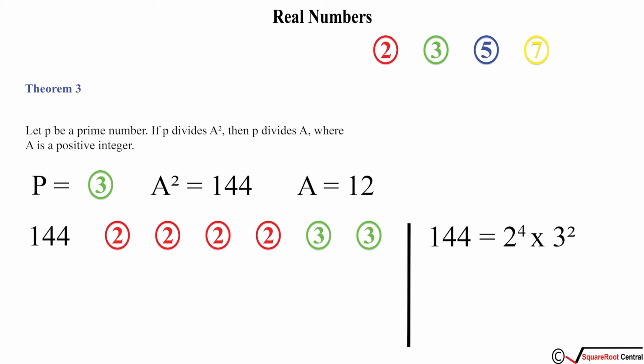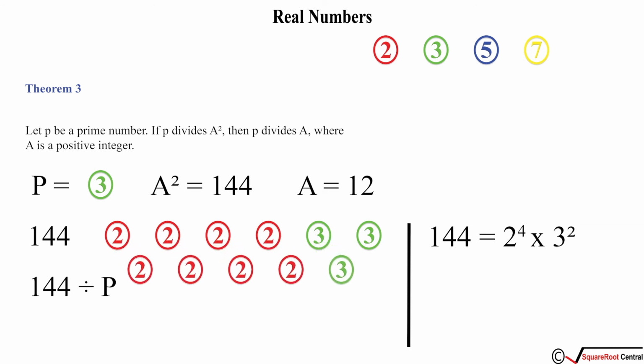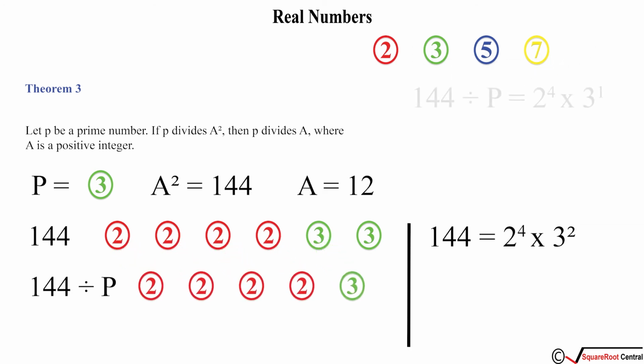Now if we divide 144 by P, that is P is 3 here. So if we divide 144 by 3, we get 2 four times and 3 once. So 144 divided by P can be written as 2 to the power 4 multiplied by 3 to the power 1. That is, 144 is completely divisible by P.